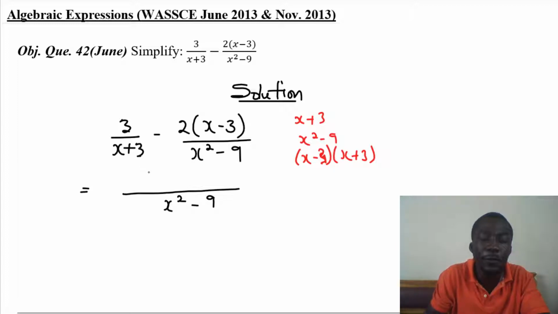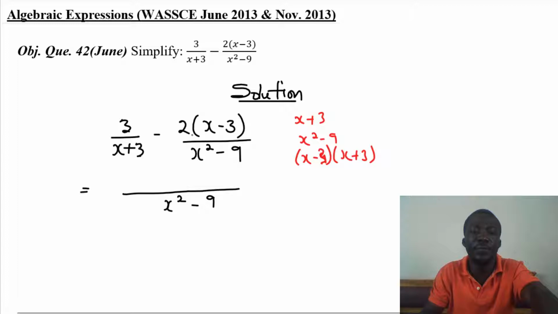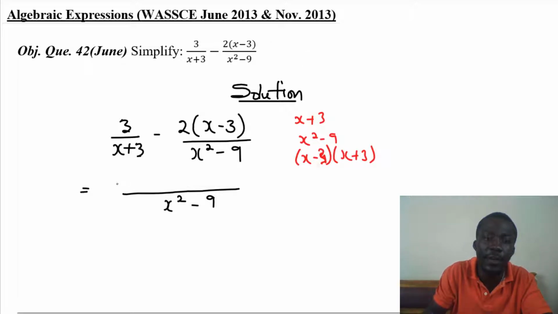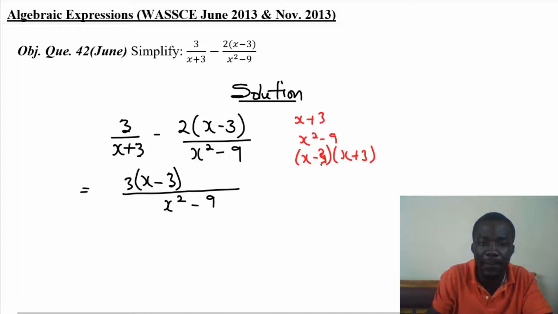Okay, so let's see. x plus 3 goes into x squared minus 9. Let me use my black ink. Already we have 3 there. So when this x plus 3 goes to divide x squared minus 9, we'll be left with x minus 3. Because in x squared minus 9 we have x minus 3 and x plus 3. So when it comes to divide, x plus 3 will go away, leaving x minus 3.